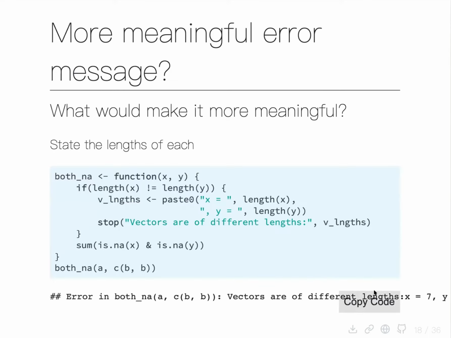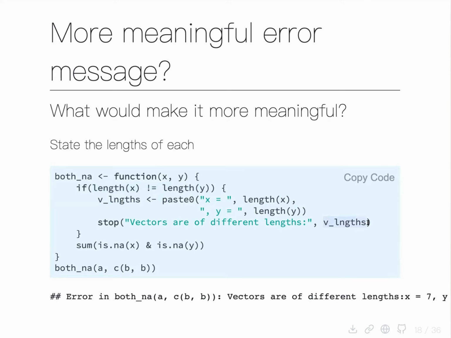So this is how I would do this one. The condition is going to be the same as before, but now within this condition, if this is not met, I'm going to first calculate something I'm calling v lengths, the vector lengths. These arguments are called x and y, so I'm just going to pass those here too. And then I'm going to say paste0, x is equal to the length of x, and then comma, y is equal to the length of y. Then for my stop message, I would say vectors are of different lengths, and then v lengths.